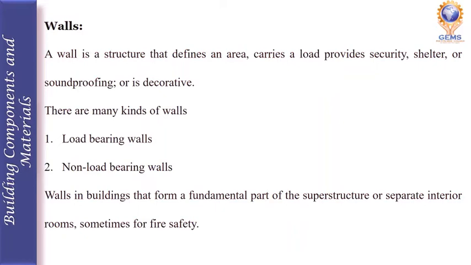There are two kinds of walls. One is a load bearing wall, another one is a non load bearing wall. A load bearing wall carries some load to the foundation. Non load bearing walls don't carry any load. The load-bearing walls are used in load-bearing structures. The non-load-bearing walls are used in framed structures. So the walls in the building form a fundamental part of the superstructure or separate interior rooms, sometimes for fire safety.